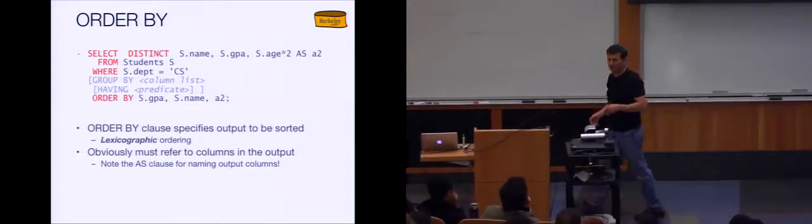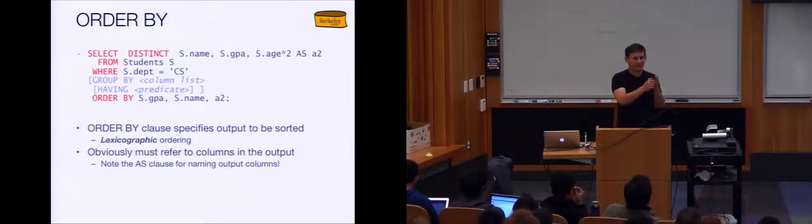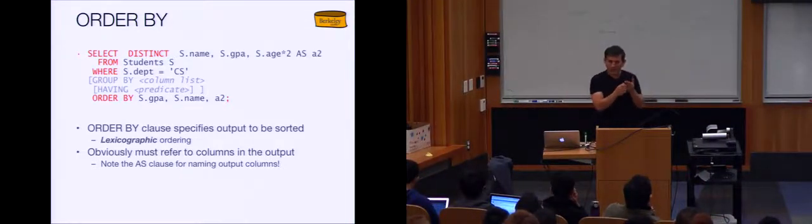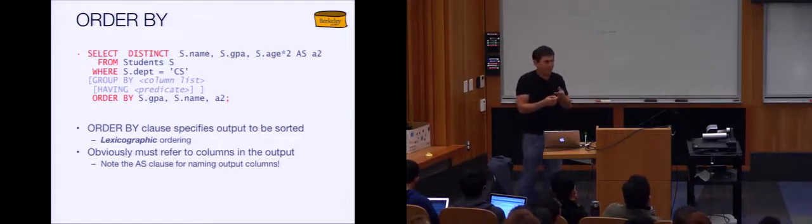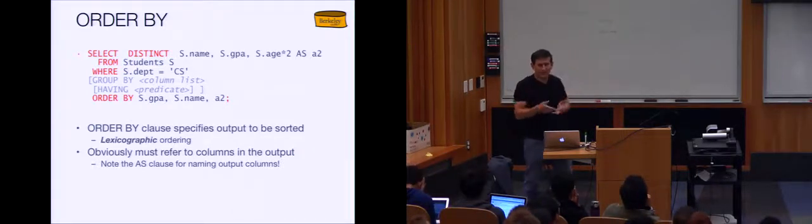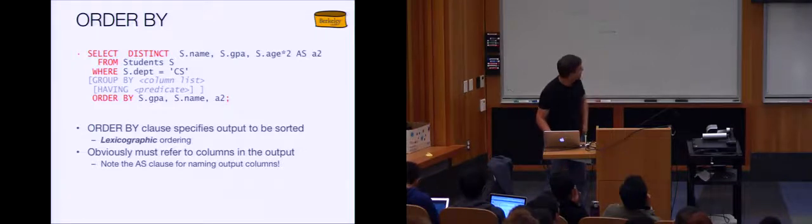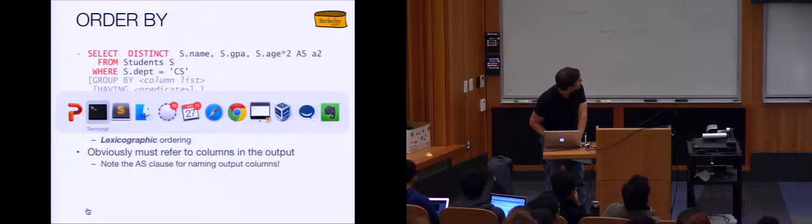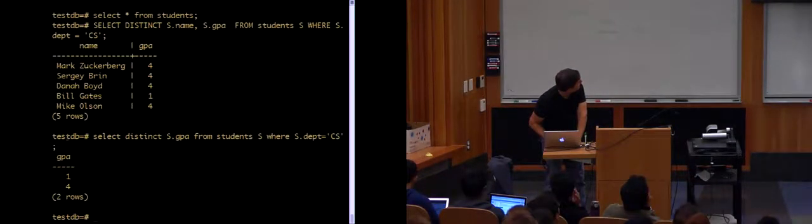The A's come before the B's, and within the A's, the second letter determines what comes before what, and on ties for that, the third letter determines what comes. It's like that, but it's with fields instead of letters, right? So it's nothing surprising. And notice this AS clause for naming output columns you can reuse in the ORDER BY. So let's just have a look at that real quick.